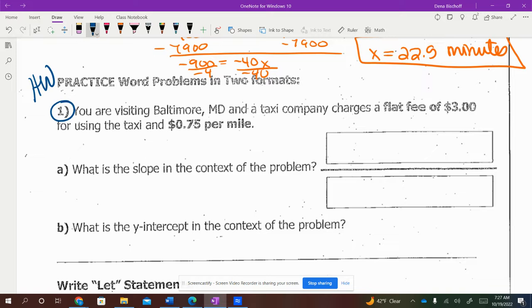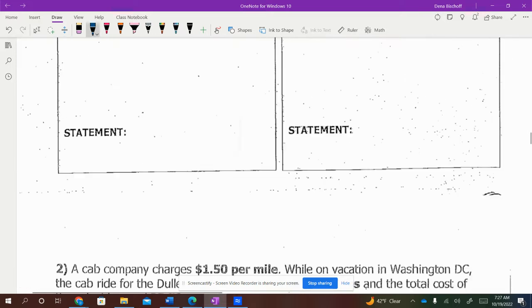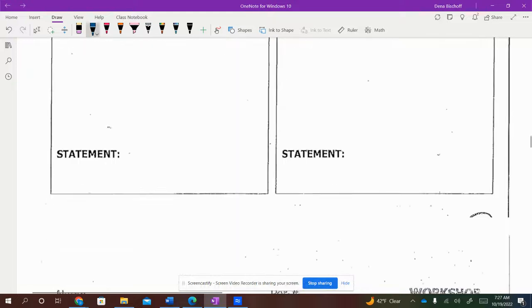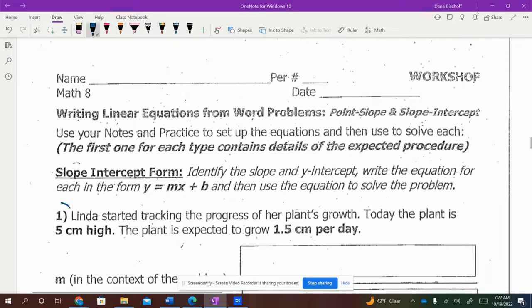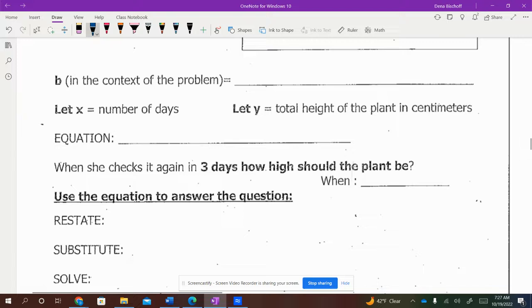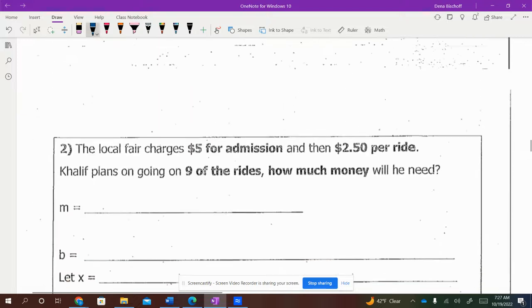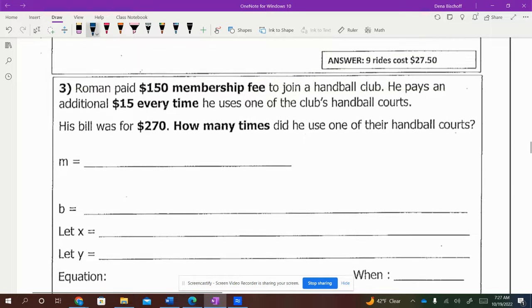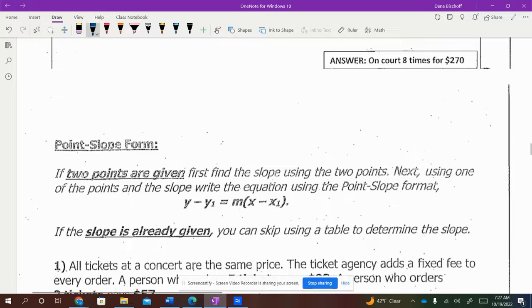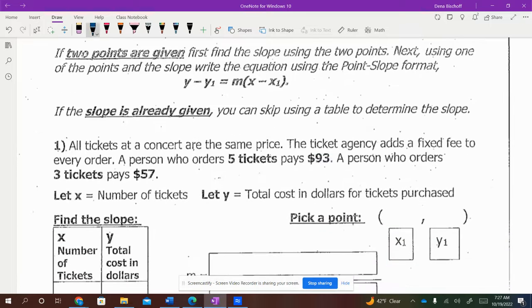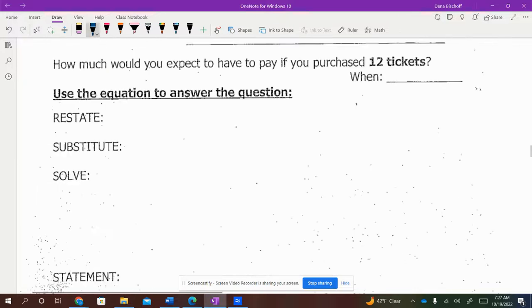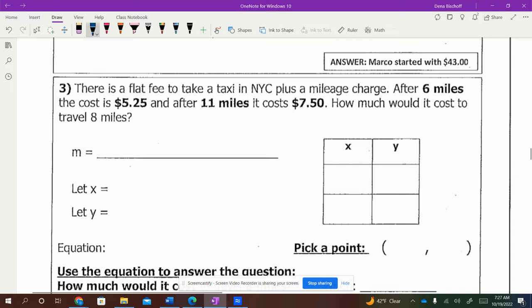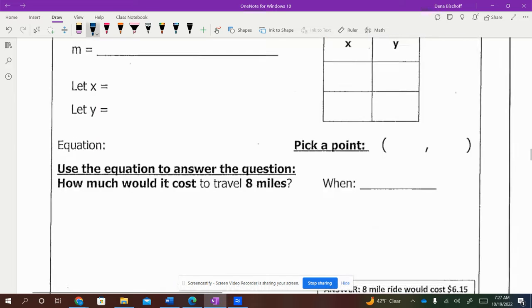So here is your homework. You have number 1, number 2, again, number 1, number 2, number 3, number 1, number 2, and number 3.